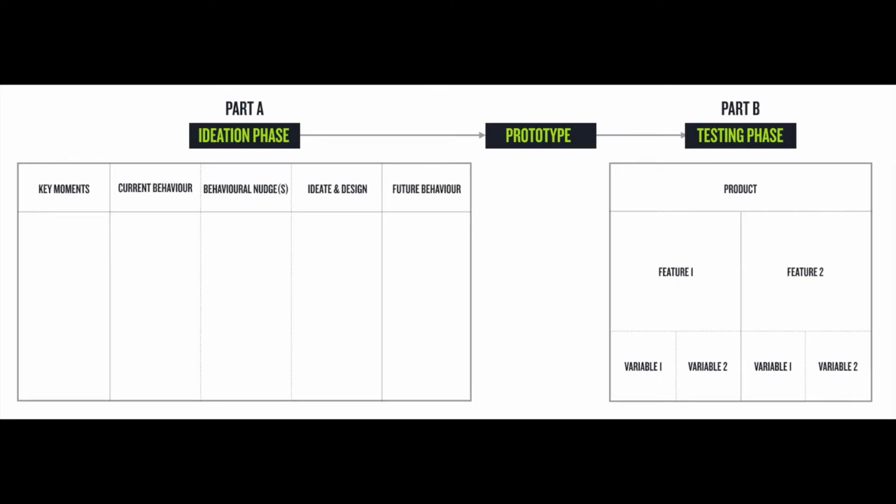Last week, we explored part B of the behavior change framework, the testing phase. We established that in behavioral economics, we test our designs at the variable level. Variables are merely minor variations within a single feature, and testing at this level allows us to identify which variables are most crucial in influencing customer decision-making.